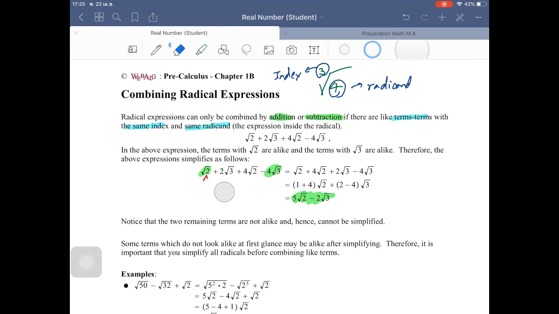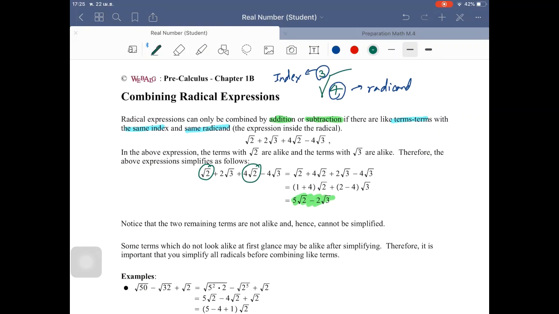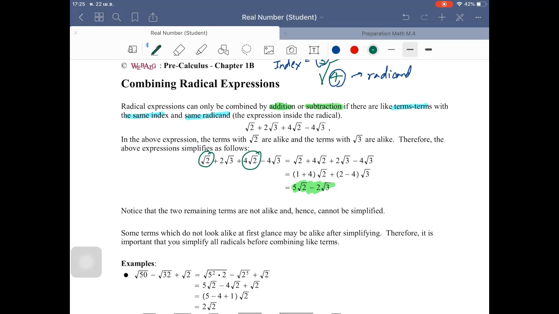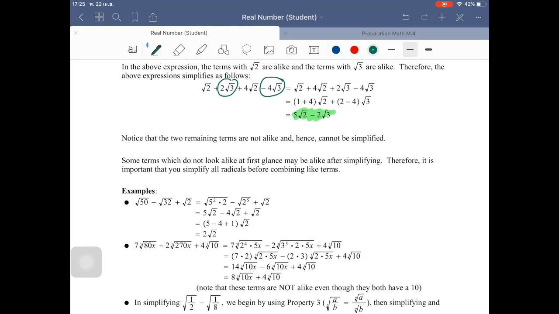You see this one? I will circle for you to see more easily. This one and this one. No number in front of the radical represents 1. So 1 plus 4 is 5, 5 square root 2. This one, 2 minus 4 is negative 2 square root 3. That's it. Okay. Let's see some more difficult examples.